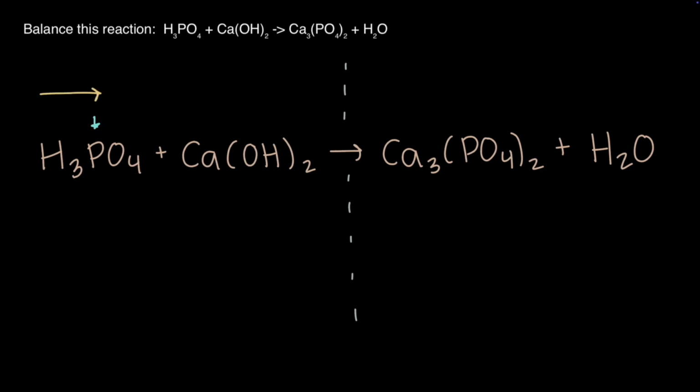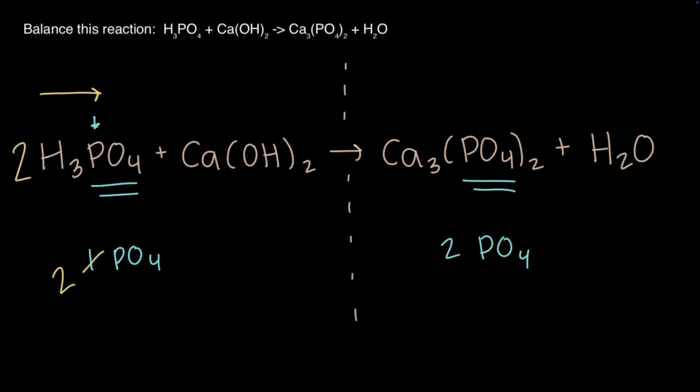P is the next element, but PO4 stays together on both sides, so we can balance it as 1. On the left, we have 1 PO4, and on the right, we have 2 PO4. I can put a 2 in front of H₃PO₄ to have 2 PO4s on both sides.